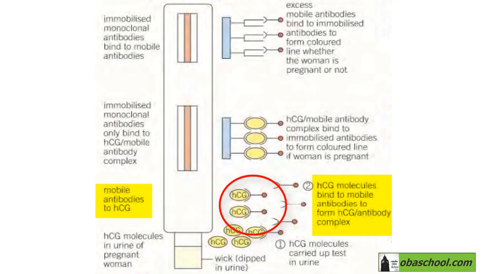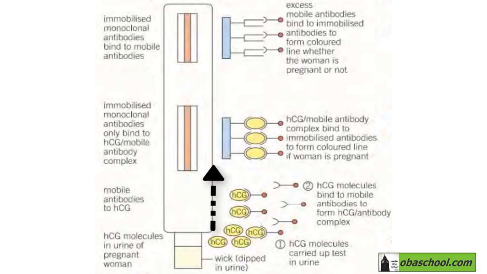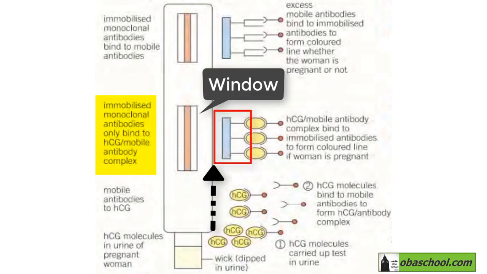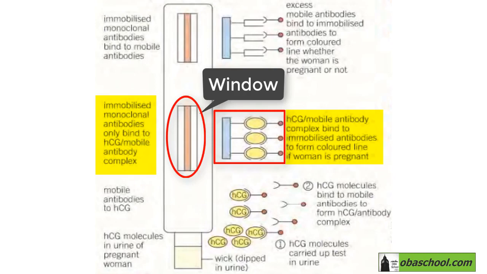an HCG antibody complex. After that, the urine carries on along the test structure until it reaches a window. Here, there are immobilized monoclonal antibodies arranged in a line or a pattern such as a positive sign that only binds to the HCG antibody complex that was formed earlier if the woman is pregnant. So, if the woman is pregnant, a colored line or pattern appears in the first window.